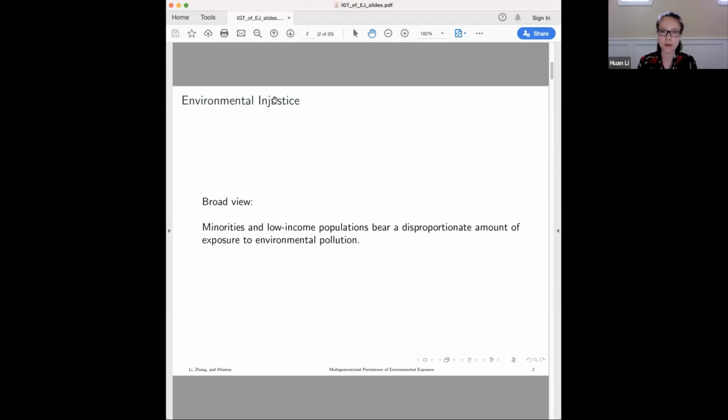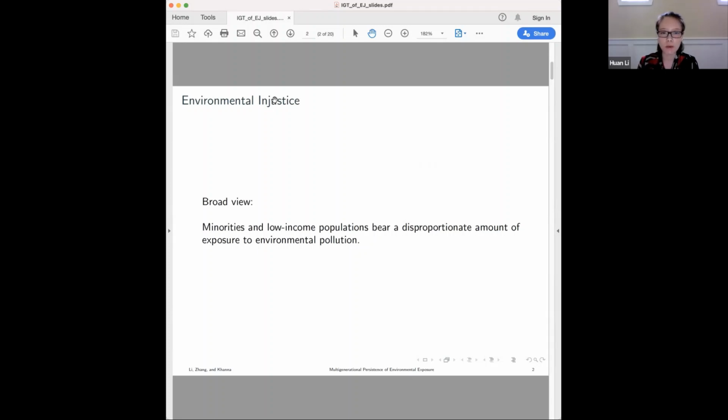The focus of this paper is environmental injustice. As we know, the minority and low-income populations always live in very dirty areas. So environmental justice has become a very popular literature recently. If you look at the findings from recent environmental justice papers, they always conclude that poor people live in the dirty areas, and the rich people live in the clean areas. Okay, so that is the focus of this paper.